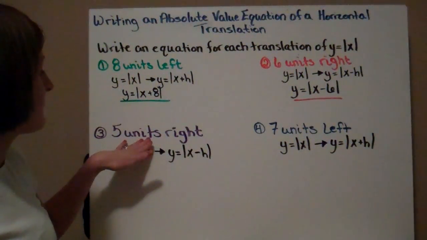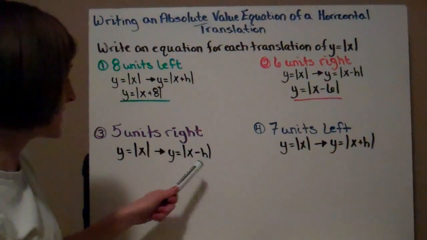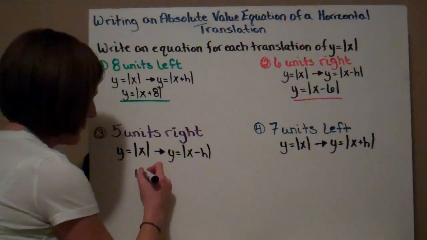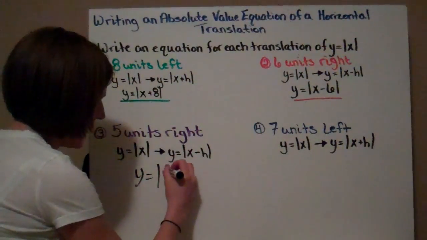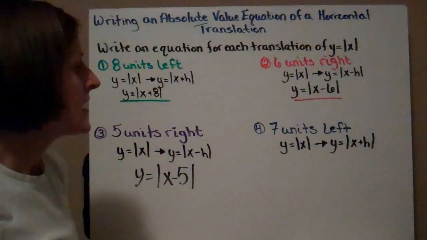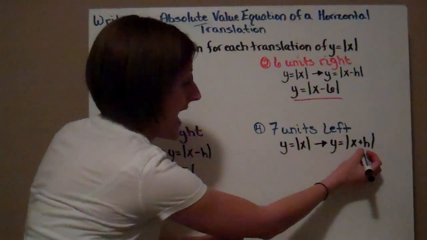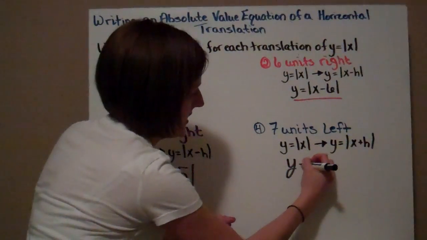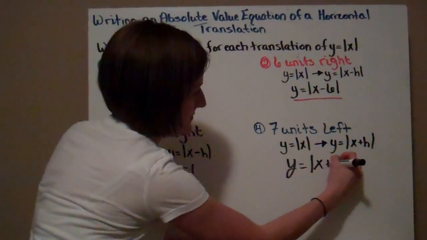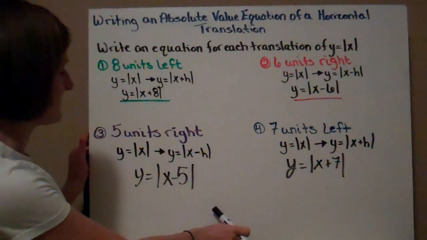This one, I've got 5 units to the right. When I'm going right, I subtract. So my equation is going to be y equals the absolute value of x minus 5. And the last one, I want to go 7 units left. So I've got to add. So it's going to be y equals the absolute value of x plus 7. And then you've done your translation.